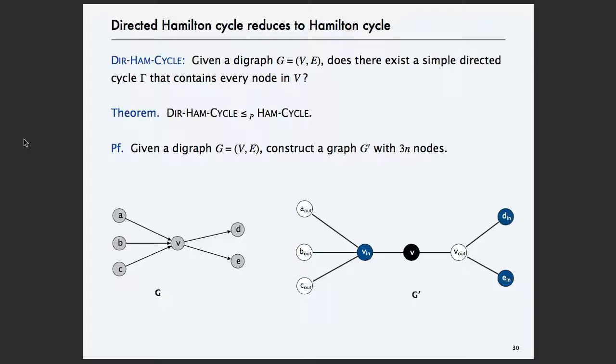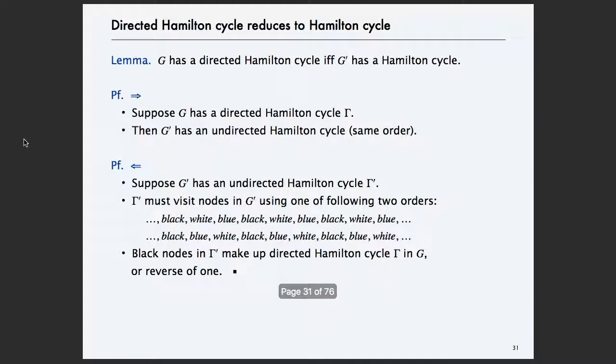I can show that directed Hamiltonian cycle reduces to the Hamiltonian cycle by doing this cheating thing. Create 3 vertices for each vertex, call them V in, V, and V out, and then join the out of the other guys to the in of your vertex, and vice versa, and do that all over. You end up with 3 times the number of nodes, but now you end up with an undirected cycle.